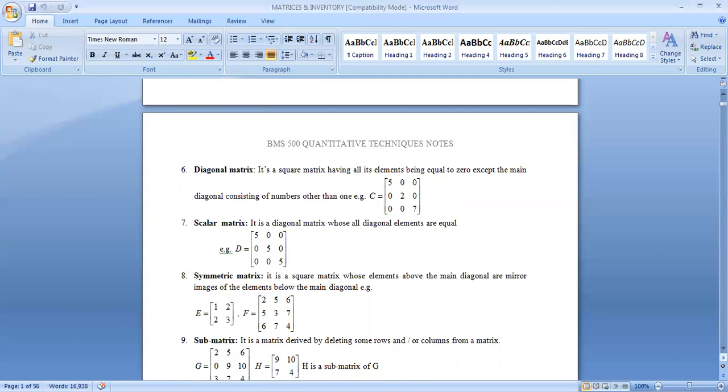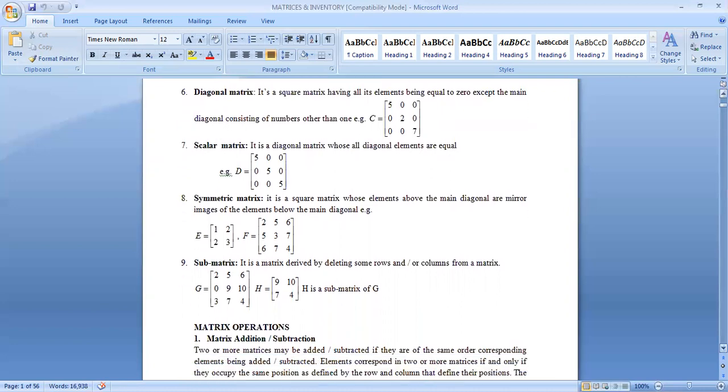Then we have a submatrix. A submatrix is a matrix that is arrived at by deleting some rows or some columns. For example, if we have this matrix G and we delete the column with elements 2, 0, 3 and the row 2, 5, 6, what we get is 9, 10, 7, 4. So H is a submatrix of G, because after deleting the row and the column, what remains is a submatrix of the main matrix.